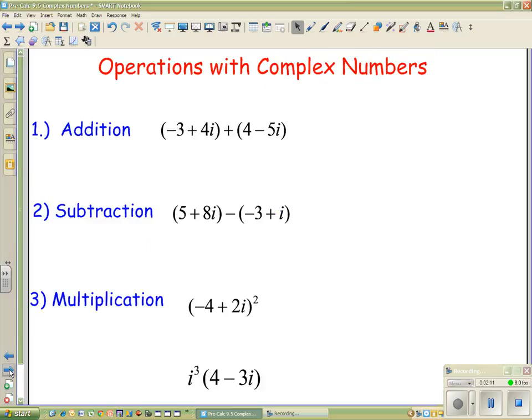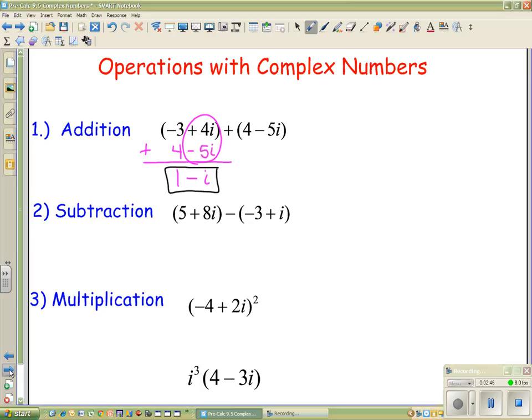Operations with complex numbers, adding, subtracting, and multiplying. Then we'll look at division. Addition, very simple. Add the real part with the real part and the imaginary part with the imaginary. So probably easiest is to just stack this number underneath, add them together. I'm adding real portion with real portion. That gives me 1, and imaginary with imaginary, that's going to give me negative i. Final answer, 1 minus i.